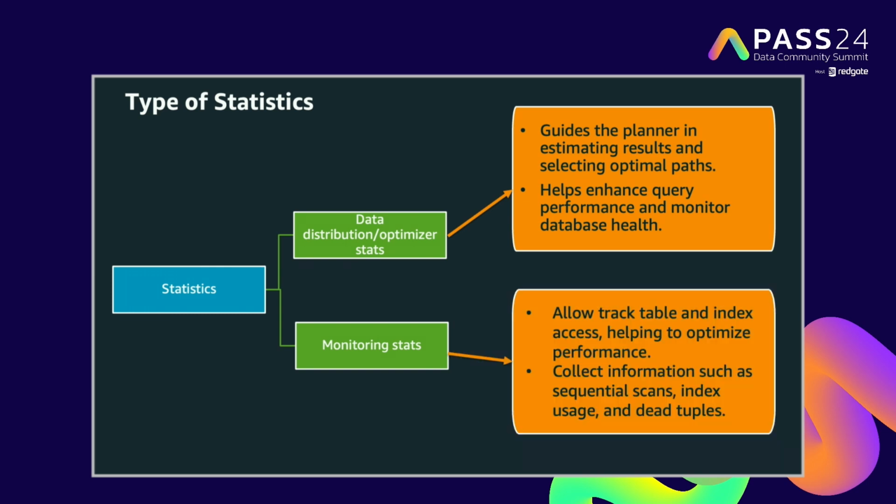The monitoring stats, as I mentioned, collect all the different dynamic statistics, pg_stat. If you look at Postgres, pg_stat_star, all the different types of metrics are being calculated and used for multiple different purposes. Why do I have unused indexes in the database? Is my index currently being used or not? Is a lot of sequential scanning happening, or is it going for the index scan? All those metrics you'll be able to gather from the monitoring stats. But for this session, we'll be diving deep into the data distribution or optimizer statistics.